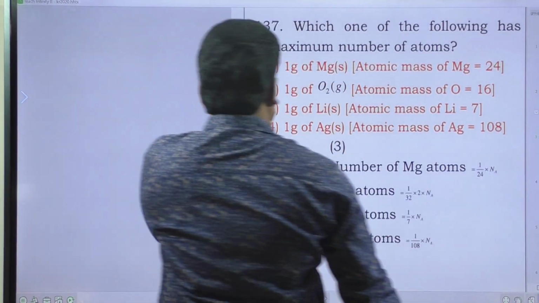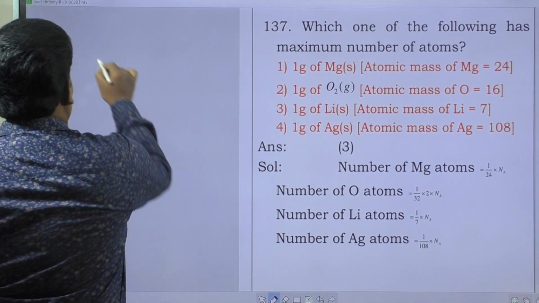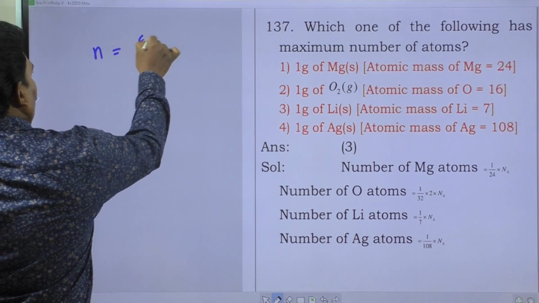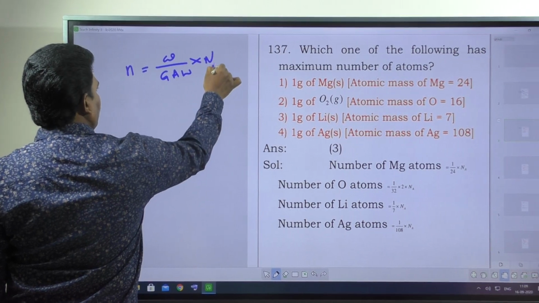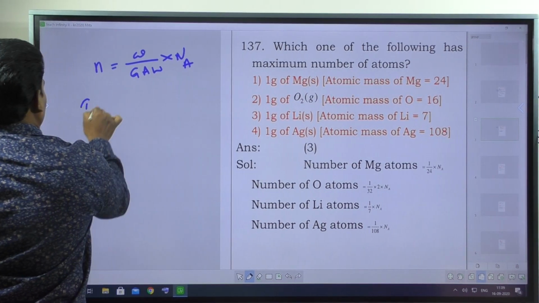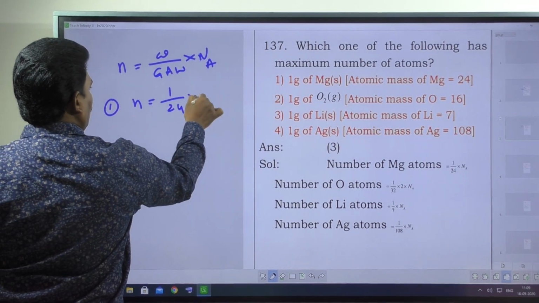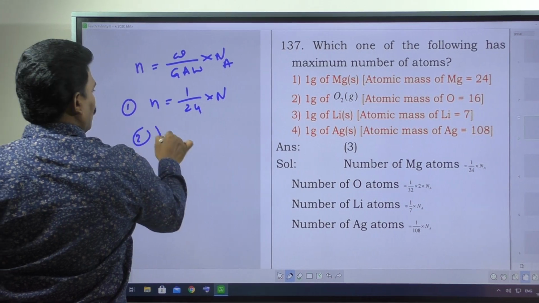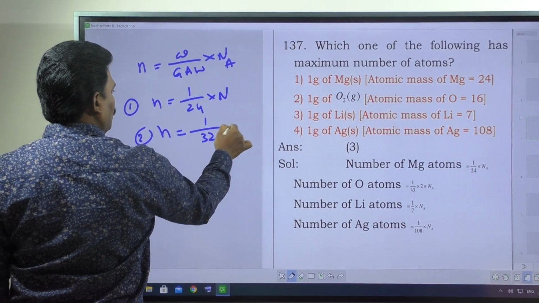Which of the following has maximum number of atoms? Number of atoms formula: weight by atomic weight into Avogadro number. If it is a given molecule, weight by molecular mass into Avogadro number. The first option, number of atoms is equal to 1 by 24 into Avogadro number. Second option, O2 is a molecule, so we write molecular mass 32 into Avogadro number.